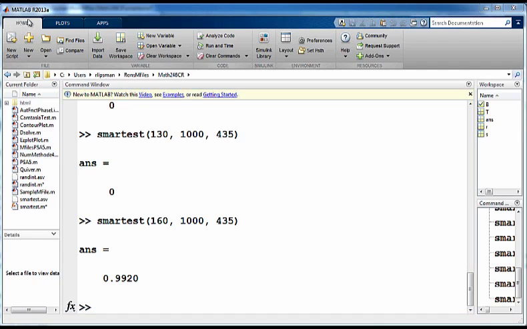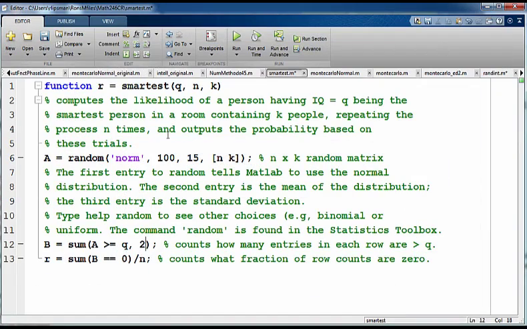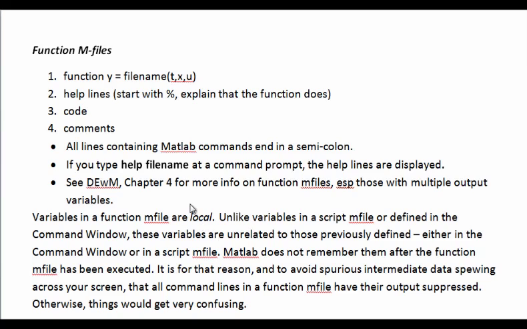So this is a very nice application of function Mfile. There's the file again. Just with a flick of a finger, you can change the parameters very easily and run the experiment over and over and over again. And this is a nice illustration of the use of function Mfiles. So let me next make a few general comments about function Mfiles.